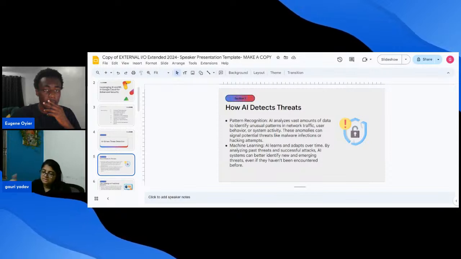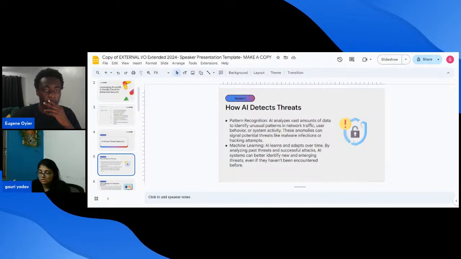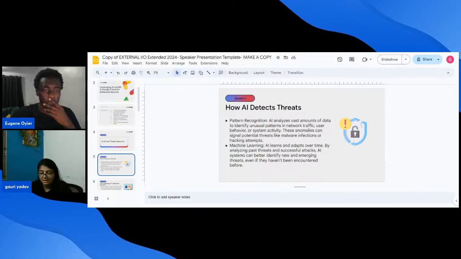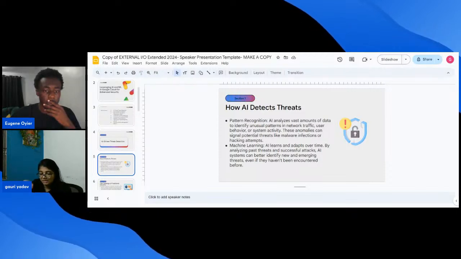And the third one is reinforcement learning, that is, AI systems learn from their environment by receiving feedback on their actions, improving their detection capabilities over time. So what is real time threat detection in here?